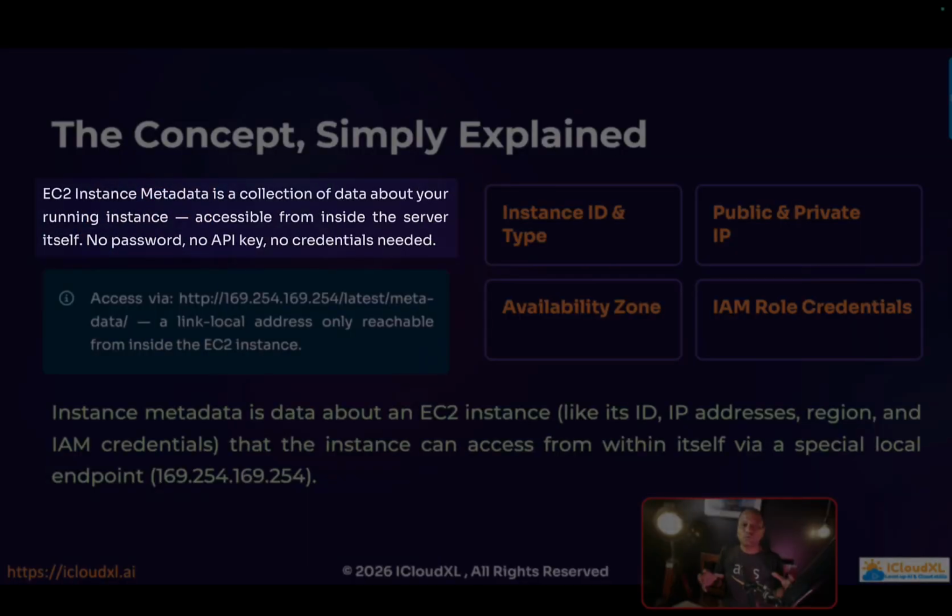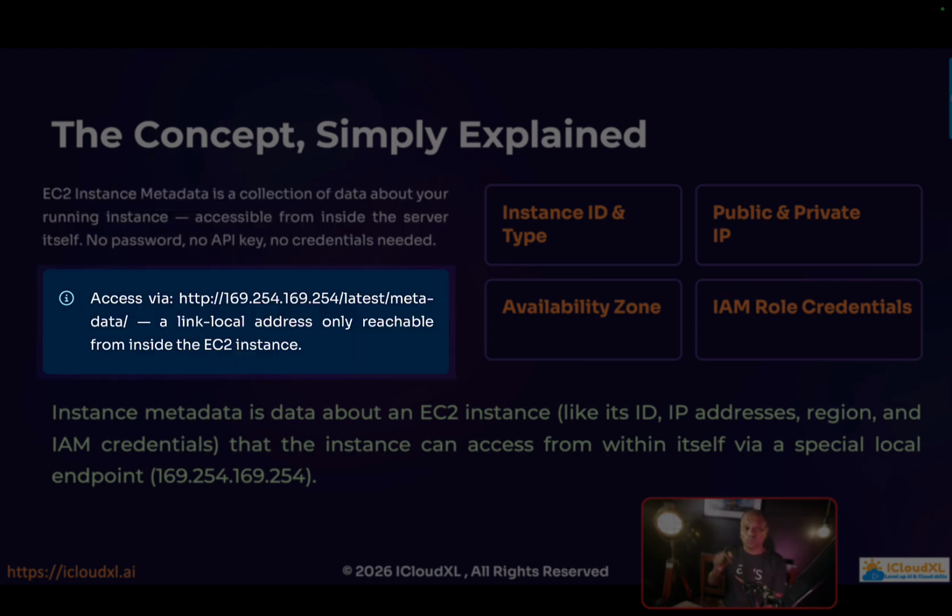As I said before, EC2 instance metadata is a collection of data about that EC2 instance, accessible from inside the server itself. No password, no API key, no credentials needed. You can just access it. And how do you access it? It is available at http://169.254.169.254/latest/meta-data. I will show you inside the EC2 instance, and demonstrate how you can access it.